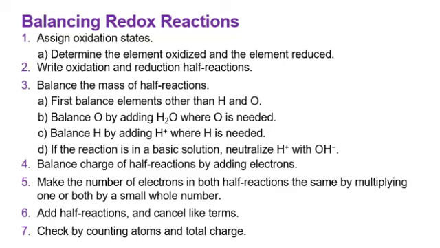Then balance the charge by adding electrons, make the number of electrons equal in both half reactions by multiplying with whole numbers as needed, and lastly, add the half reactions and cancel anything that appears on both sides. After you're done, double check that the total number of atoms and charges are balanced on both sides of the equation. And as I said in class, if your hydrogens are balanced, most likely everything else is balanced.